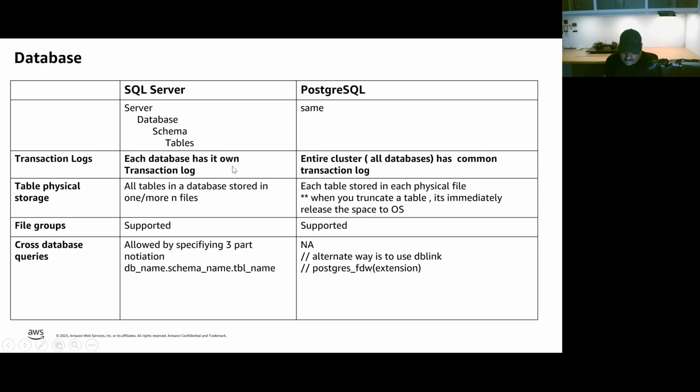Okay. And the second major difference is that in SQL Server, each database has its own transaction log. But in Postgres, there is only one transaction log for all the databases. Why it is important to know this difference is because if you want to log ship one database in SQL Server, it is possible because the transaction log is per database. But in Postgres, you cannot log ship just one database. You have to log ship the entire set of databases because the transaction log is common for all of them.